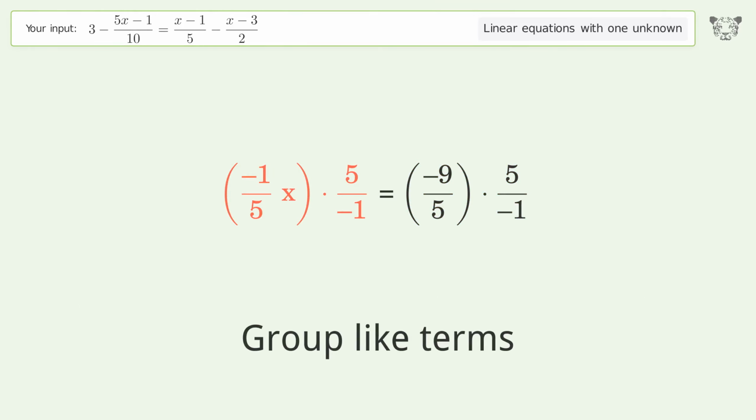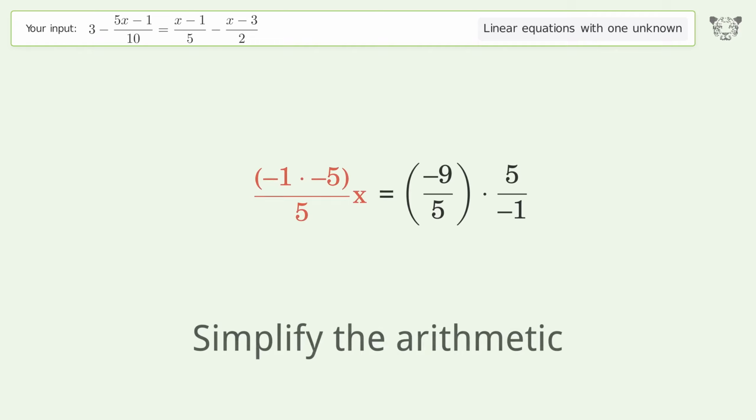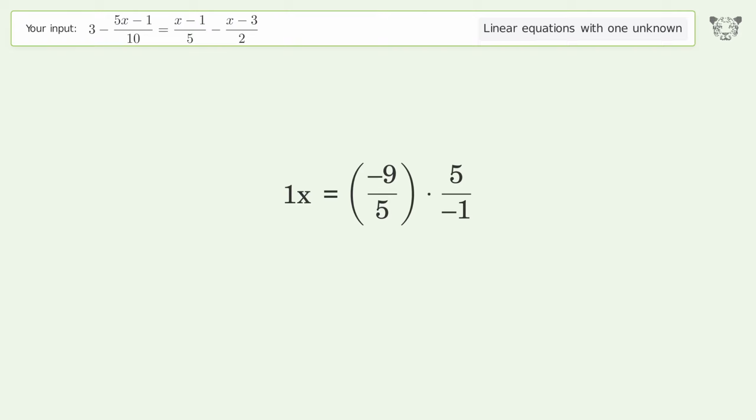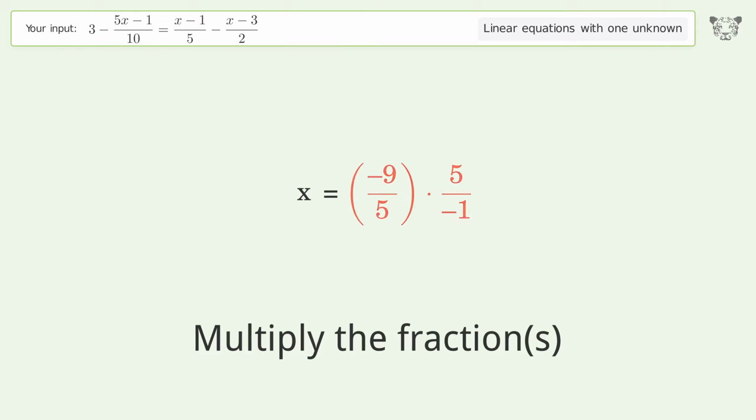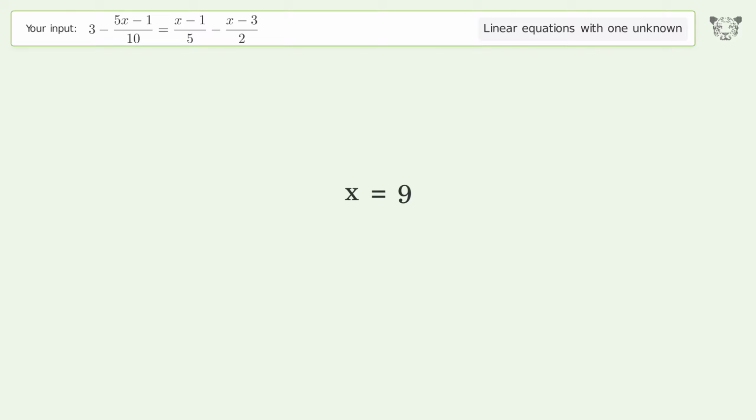Group like terms. Multiply the coefficients. Simplify the arithmetic. Multiply the fractions. Simplify the arithmetic. And so the final result is x equals 9.